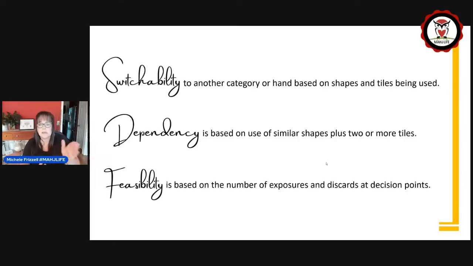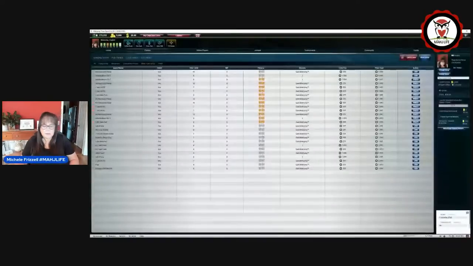Switchability, dependency, feasibility. These are the three variables that you want to keep in mind when you consider switching hands. So we're going to go ahead and switch over to Mahjong Time, and hopefully we'll be able to do some demonstrations of switching hands depending on what happens at the table. So I'm going to switch this to Mahjong Time. Here's Mahjong Time, and there's a table we can jump to.